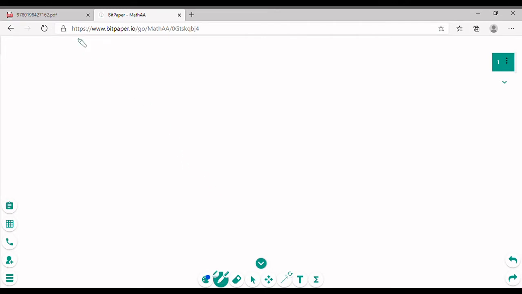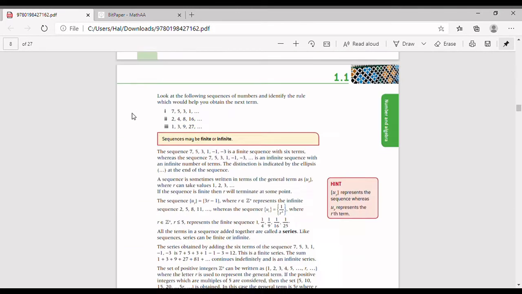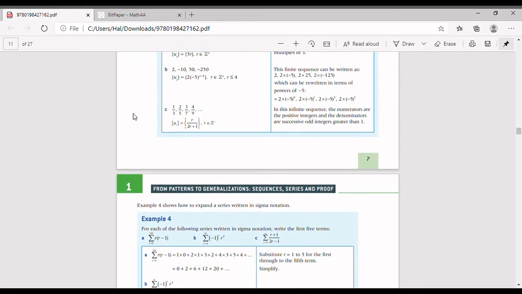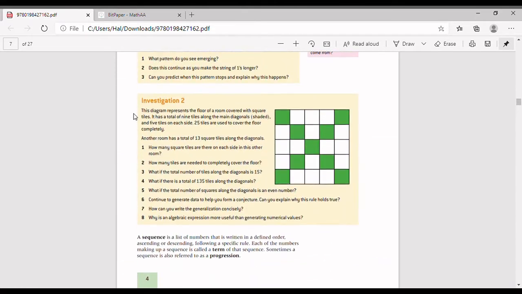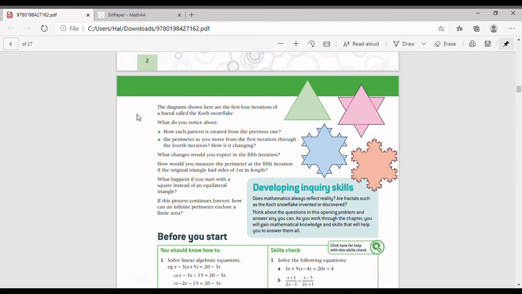What we're going over today is the very beginning of the book, and this section is pretty important. Today let's cover sequences, series, and proofs, or sigma notation. I'm just going to go over sequences and series.